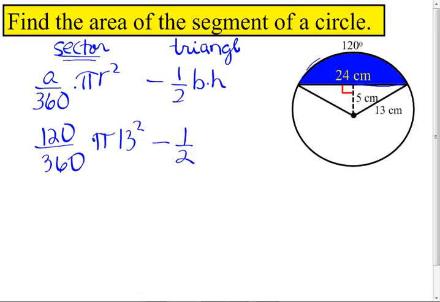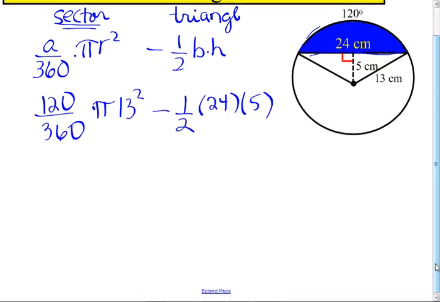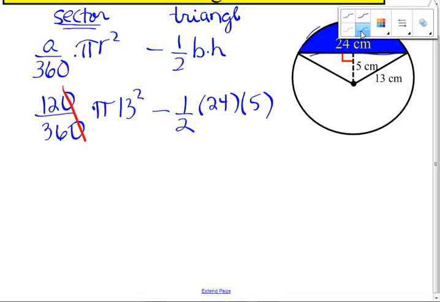It's 24. And the height is 5. And we need to reduce this a little bit. What fraction is 120 over 36? First off, get rid of the zeros. It's 12 out of 36. So it's 1/3.